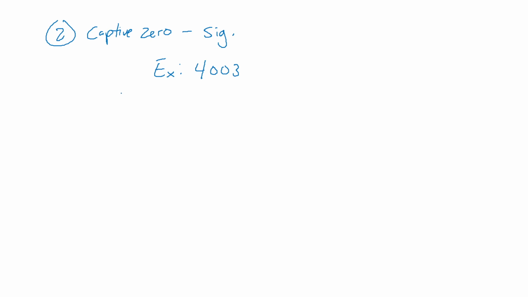4003, we would start counting left to right. So boom, that's our first non-zero number. So that is where we're starting to count our significant figures. These two zeros are trapped between the 4 and the 3, and those zeros are going to be significant because these are captive zeros. And then the 3 would be significant. This would give us 4 significant figures.